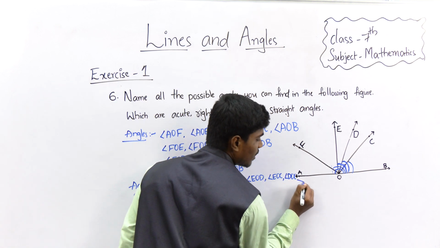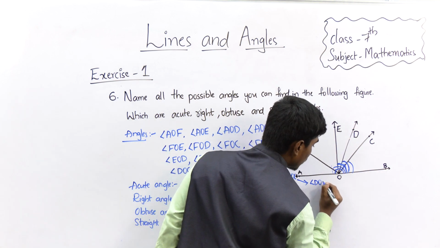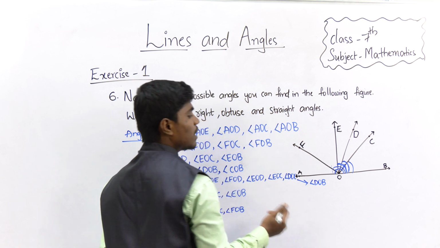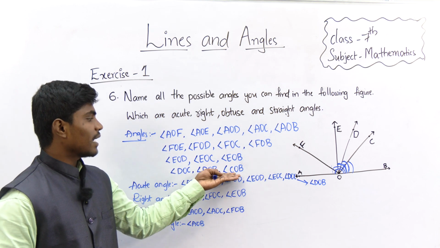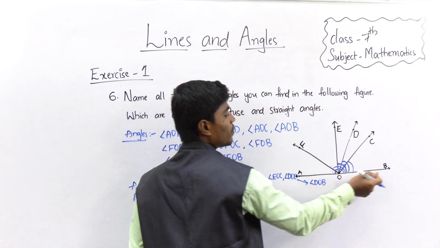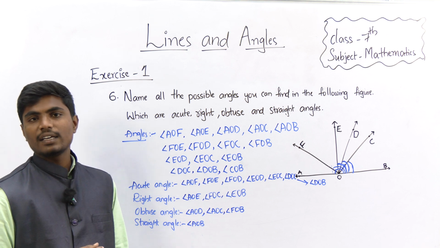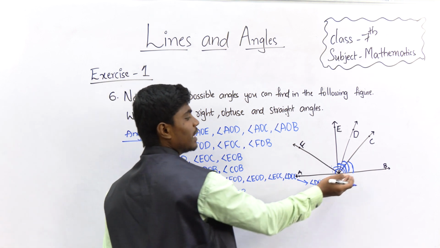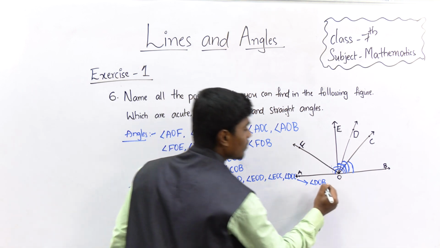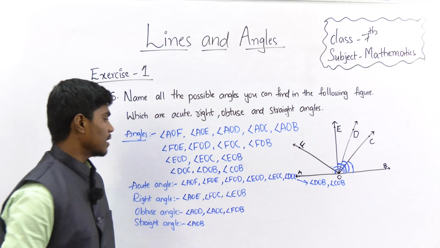So angle DOB is also an acute angle. Next, angle COB. This angle is also less than 90 degrees, so this is also an acute angle. So angle COB. Here all angles are completed.